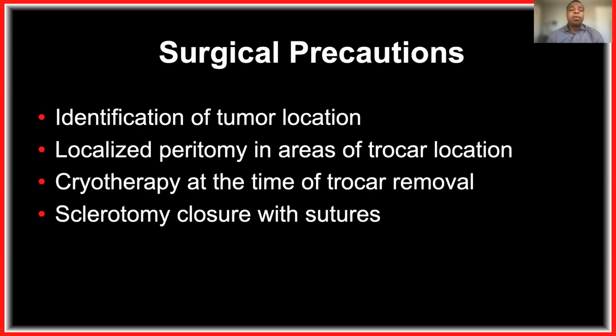And so by approaching things in a certain way, you can really reduce the risk of extraocular extension. So the first thing that's most important is identifying the location of the tumor. And this can be done by clinical examination as well as ultrasound to make sure that you're not placing your trocars in a location that might be associated with the tumor.